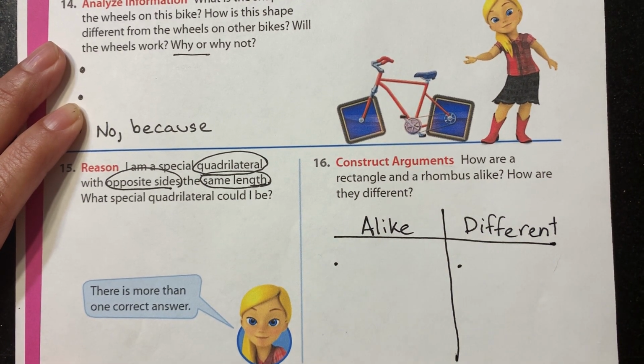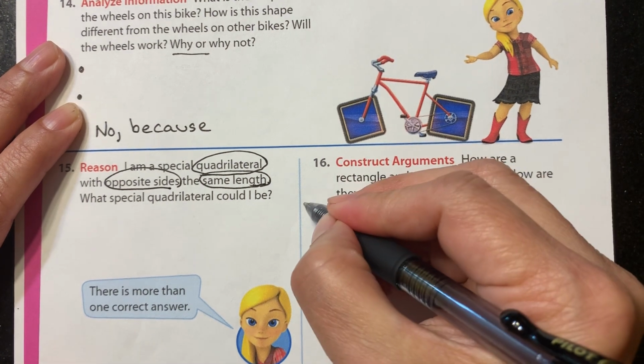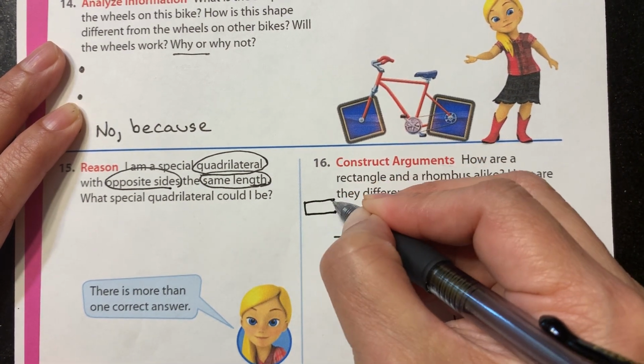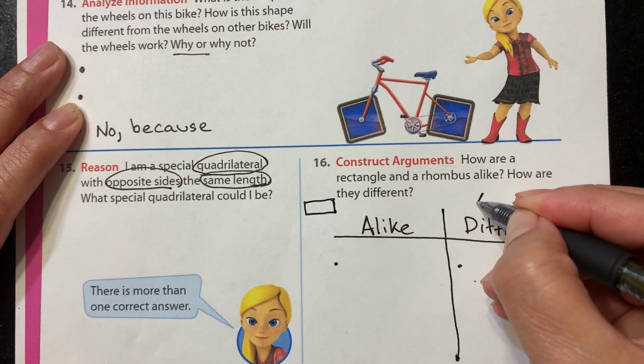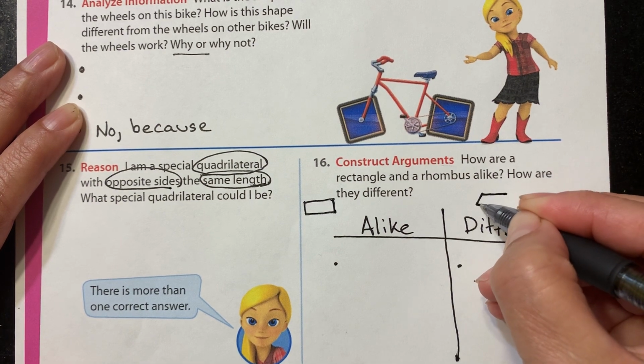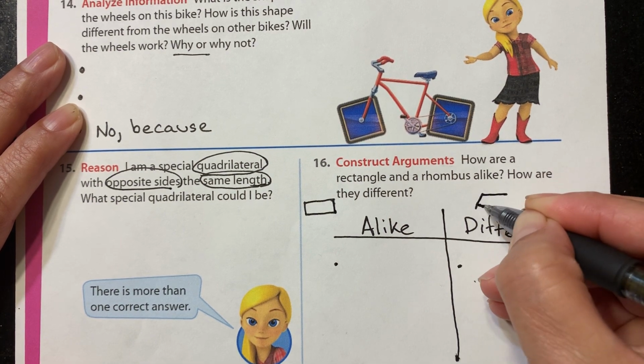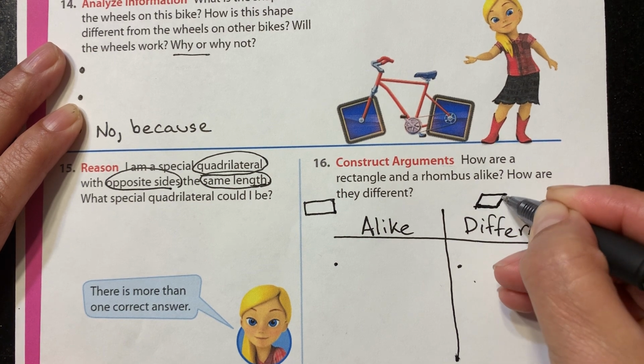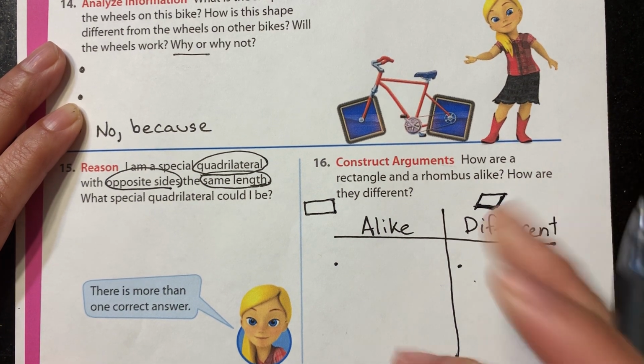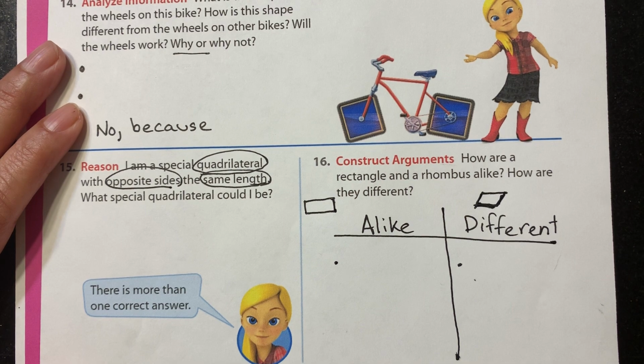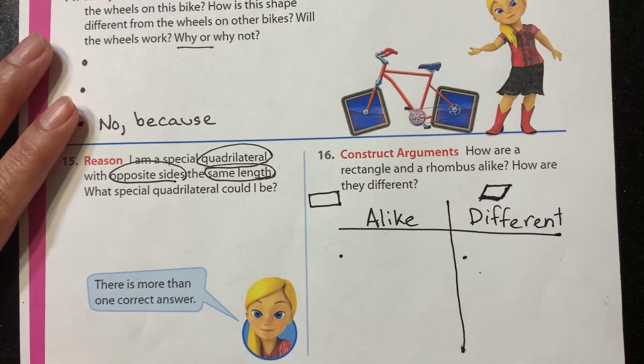Okay, remember, a rectangle looks like this. And a rhombus looks like this. So let me make it a little bit bigger. The rhombus looks like this. Remember, it's like a square that's slanted. So think about that when you're working on number 16.